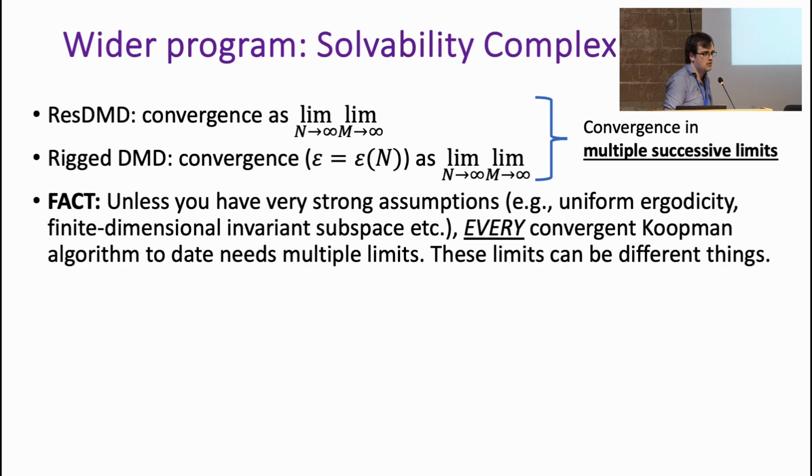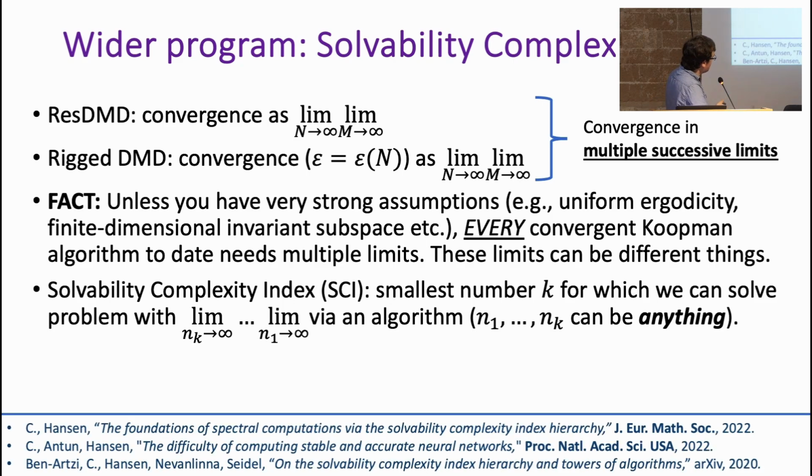Okay? So this comes from spending the last however many months trying to trawl through and find an example that doesn't. But they all depend on these. If they don't, they all depend on strong assumptions. And these limits can be different things. Okay? So it might not just be data and dictionary size. You could have a completely different algorithm that's not based on DMD or eigenvalues. Okay, so the solvability complexity index, in a nutshell, is the smallest number k for which we can solve the problem with k limits via an algorithm. And these limits can be anything. Okay, so it's not just data, truncation size. This is sort of an abstract idea.